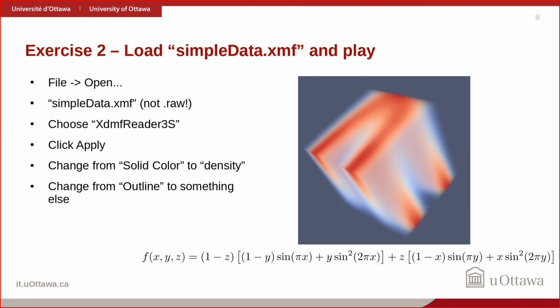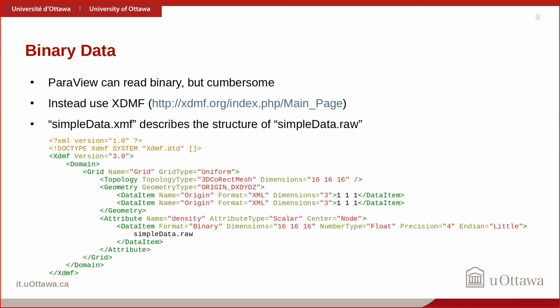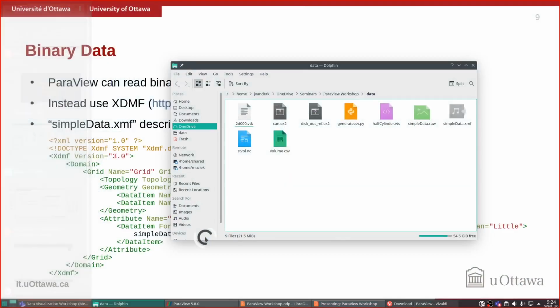So the simple data.xmf, it's an XDMF file. So that's something I mentioned before in relation to the H5, but it also works with binary files. So this is what it looks like. It looks kind of horrible in XML, but it describes the data. So we have the simple data.raw. And if you look back in the files that you downloaded, we have a simple data.raw and a simple data.xmf. So simple data.raw, it is raw binary data.